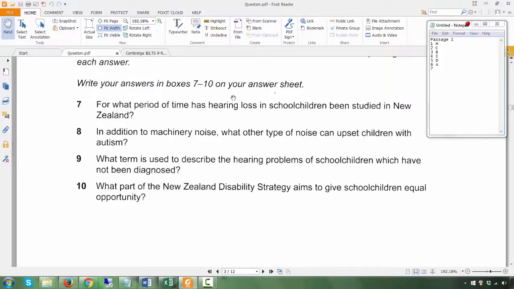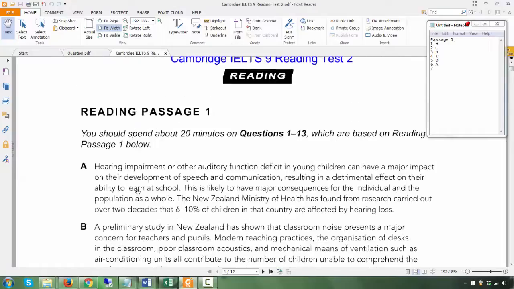Question 7. For what period of time has hearing loss in children been studied in New Zealand? For what period of time? Found research carried out over 2 decades. So the answer is 2 decades.